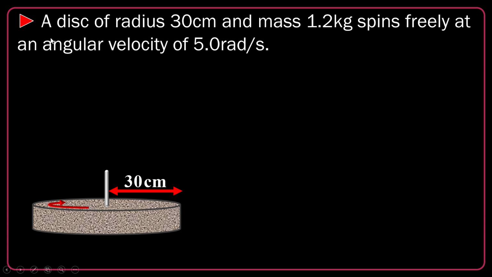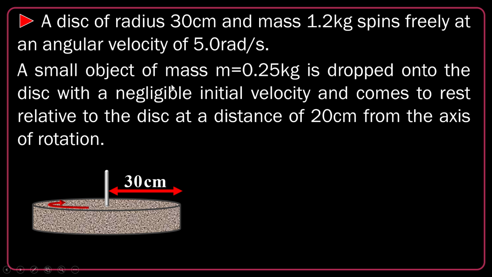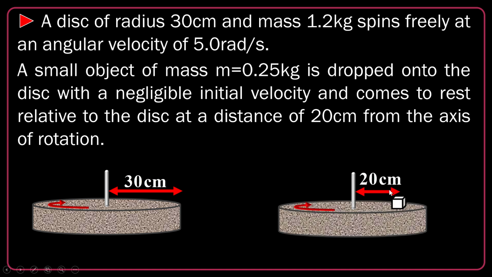Now look at this question. A disk of radius 30 centimeter and mass 1.2 kilograms spins freely at an angular velocity of 5 radian per second. This is the initial state. A small object of mass 0.25 kilogram is dropped onto the disk with a negligible initial velocity and comes to rest relative to the disk at a distance of 20 centimeter from the axis of rotation.